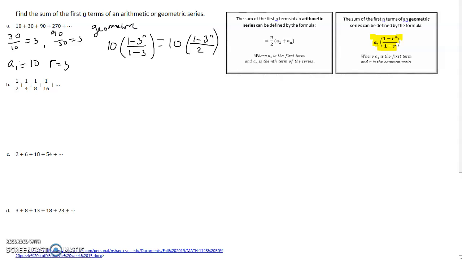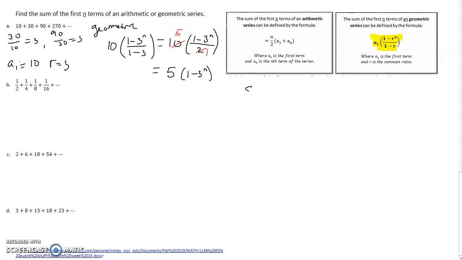Now, I can cancel the 10 and the 2, and we can simplify this. This becomes a 1, that becomes a 5, which simplifies this to 5 times parentheses 1 minus 3 to the n power. I'm just going to leave it like this because you might be tempted to distribute the 5 in there, but you cannot multiply 5 and 3 to the n power. So this is as far as we can take this.